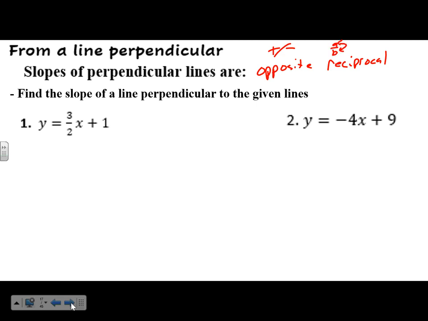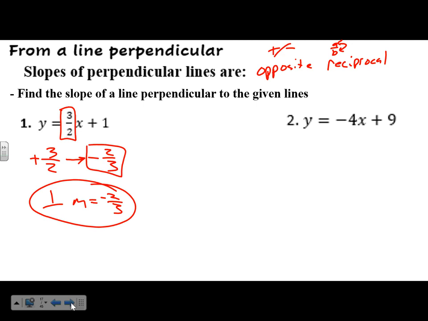So for instance, the slope of my original line is positive 3 over 2. So the opposite reciprocal, the opposite is negative. So the first one's positive, ours is negative. The reciprocal is 2 over 3. That's it. That's the slope of my perpendicular line. And again, you don't actually have to call it perpendicular slope. You could have just done it this way. That's fine.